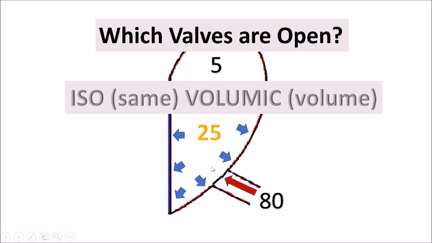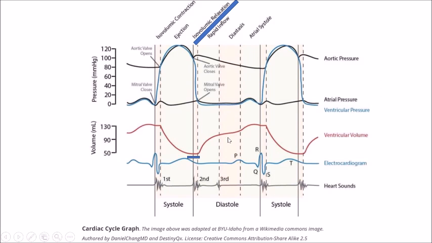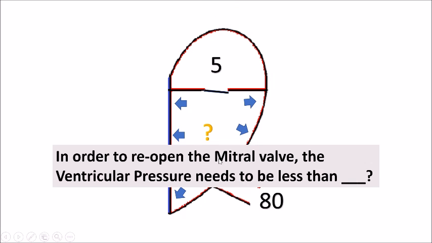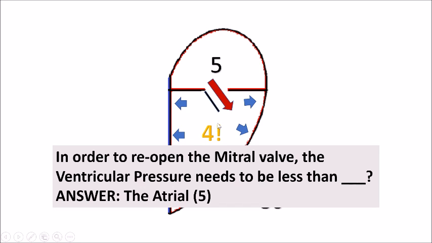No valves, we're isovolumic. Until we get below 5, we are in another isovolumic phase, and note, we have another flat line. No change in the volume. It has nowhere to go. We're less than 80, but not yet less than 5. So, in order to reopen the mitral valve, the ventricular pressure needs to be less than what? You know the answer. It needs to be less than 5. As soon as it's less than 5, the mitral valve can reopen, and blood can flow back into the ventricle. It's just a matter of time for the muscle to relax.